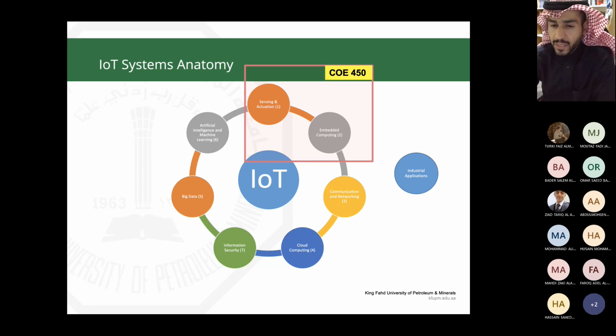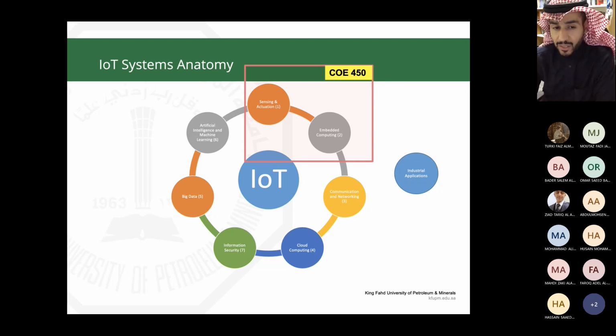And then comes the networking aspects of IoT. So learning how to use network protocols that are more appropriate for IoT, and how to connect devices together and how to connect them to the internet, how to build cloud applications to serve your IoT system.